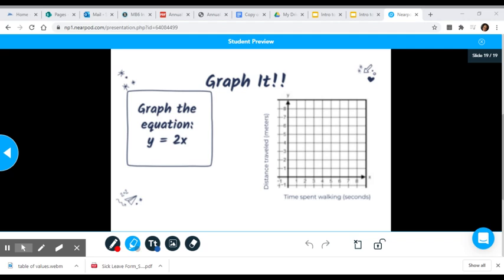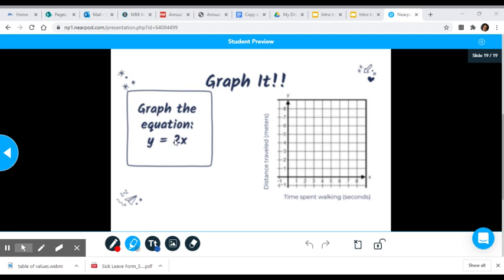Okay, so now we're ready for the last part of our example. It was asking us to create a table of values. It wanted us to create an equation, and now it wants us to graph it. So we can go about graphing our line two different ways. We can either one, look at the table of values that we had and plot those ordered pairs, or we can take a look at the equation.